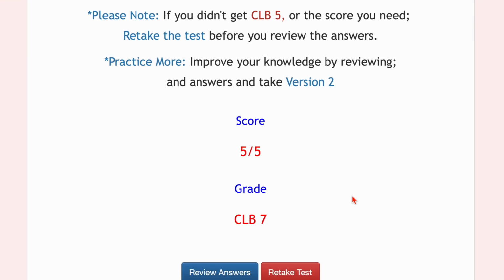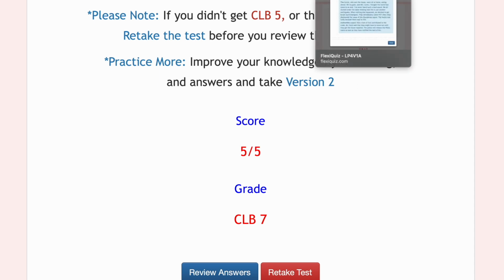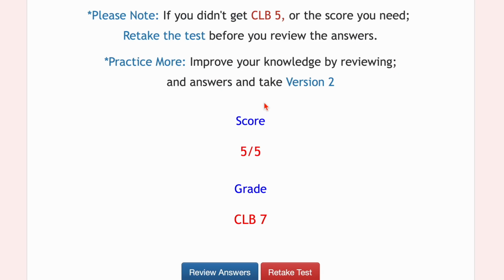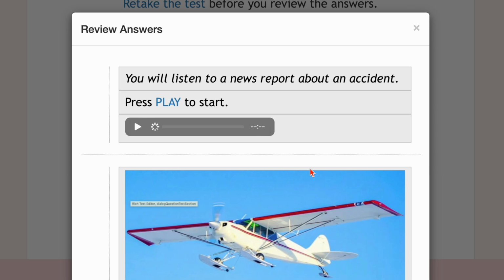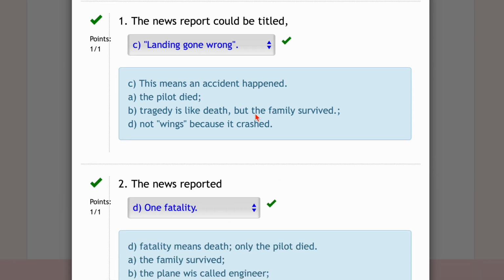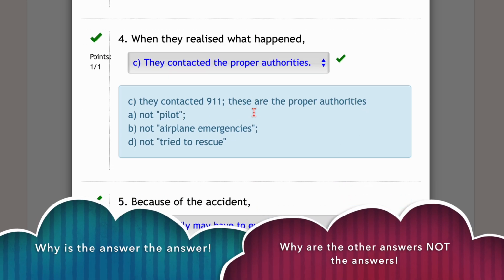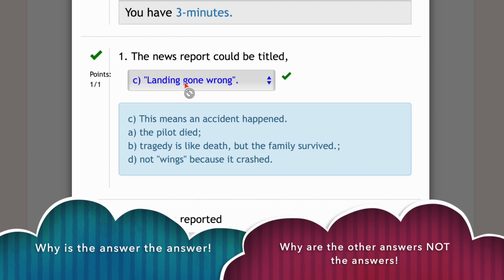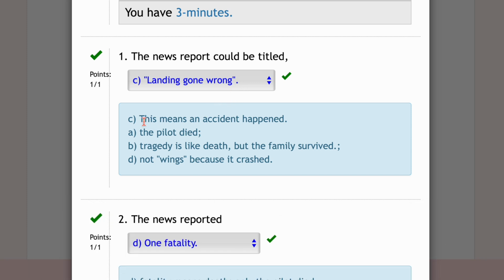Okay, so how did you do, everyone? I hope you got 5 from 5. Now, if you weren't able to get 5 from 5, let's check here. So what can we do to practice? Well, the first thing that we can do to practice, everyone, is review the answers. We need to understand why the answer is the answer and why the other answers are not the answer.